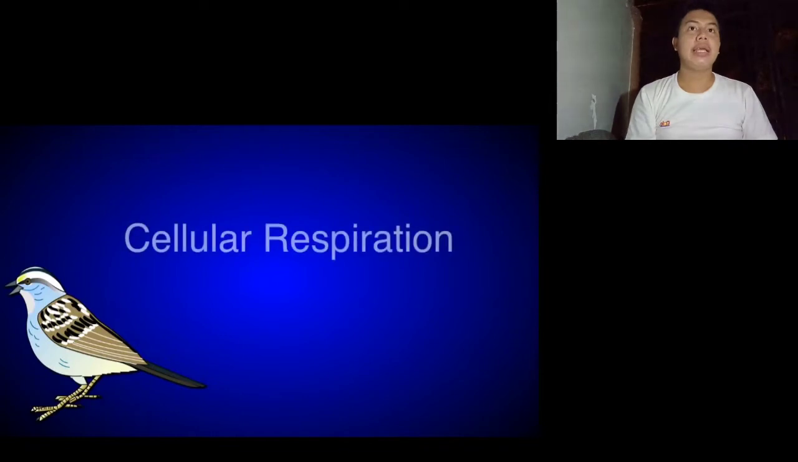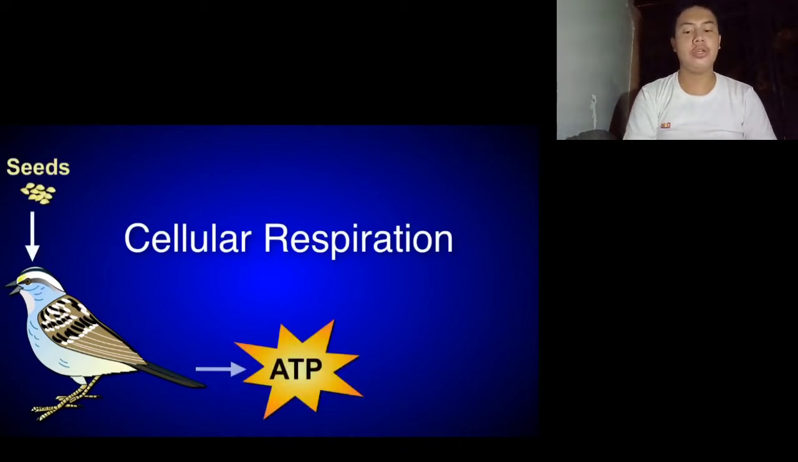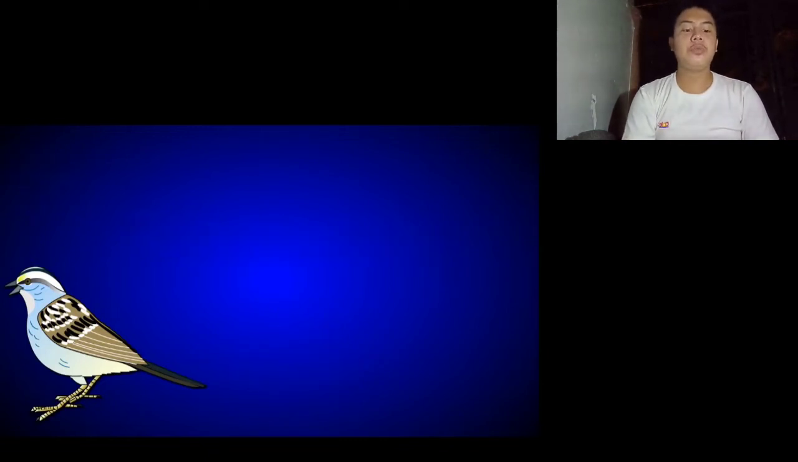Okay, cellular respiration. Cellular respiration is a set of metabolic reactions and processes that takes place in the cells of organisms. As you can see on my screen, there is a bird, or a living animal. Living animals have cells that carry out cellular respiration. During cellular respiration, organisms break down nutrients in order to produce energy in the form of ATP.